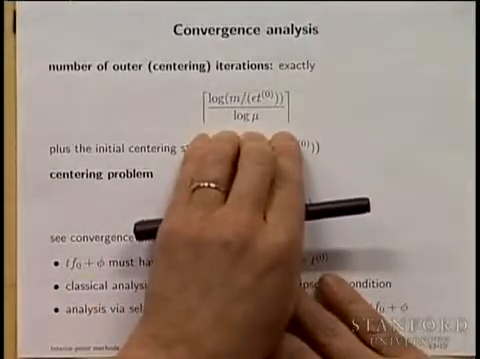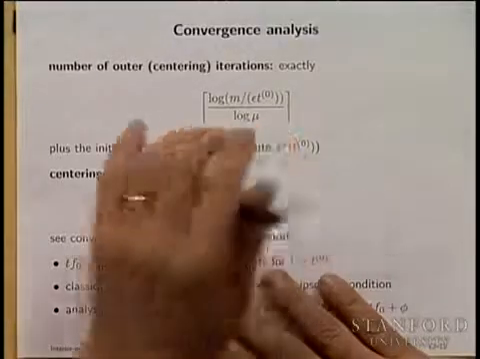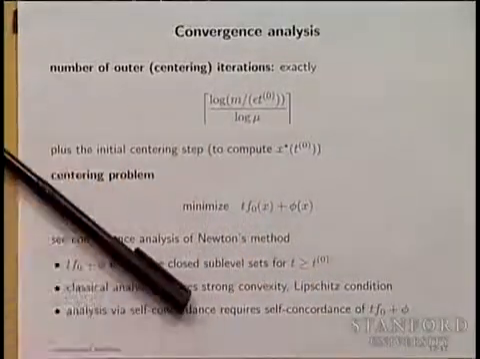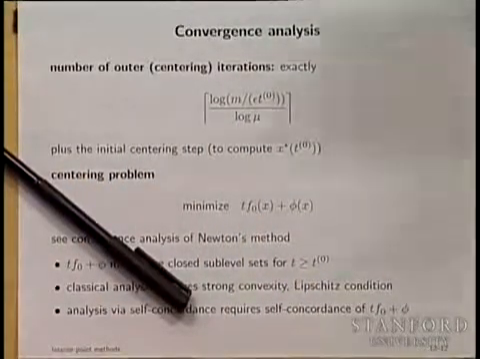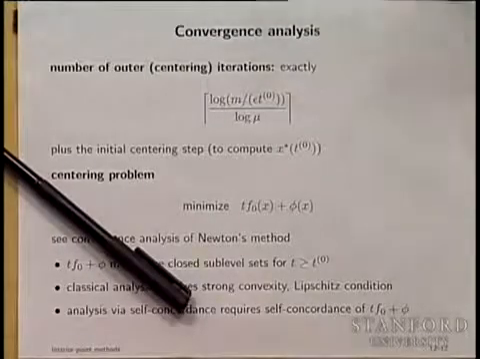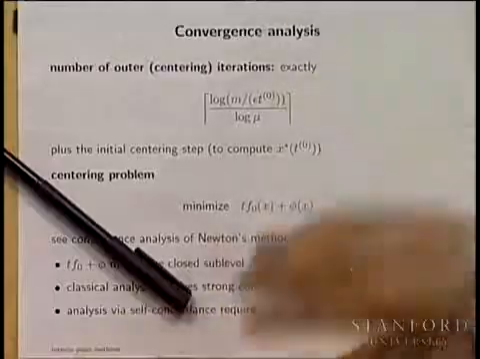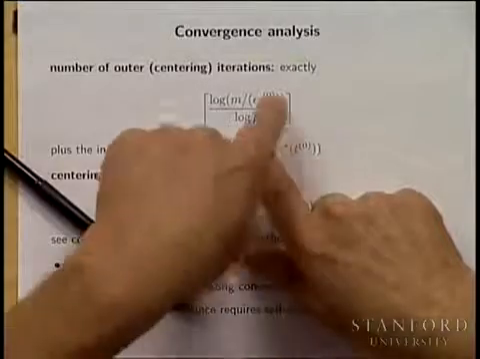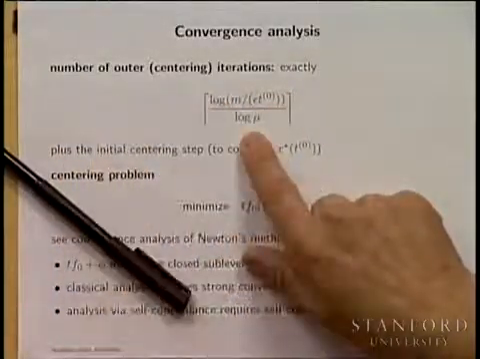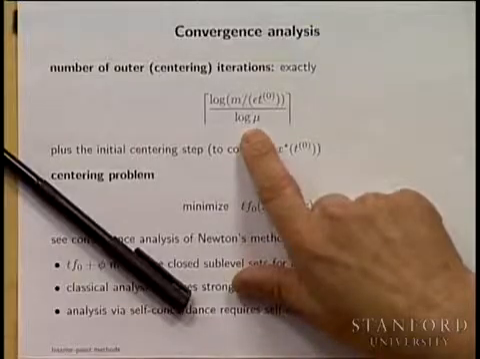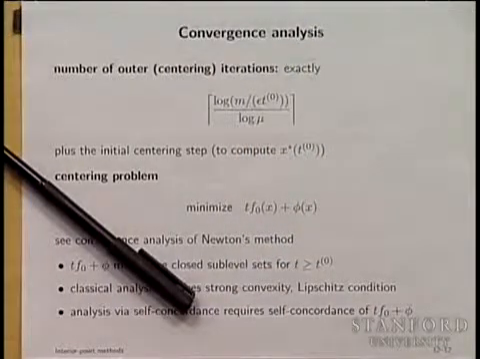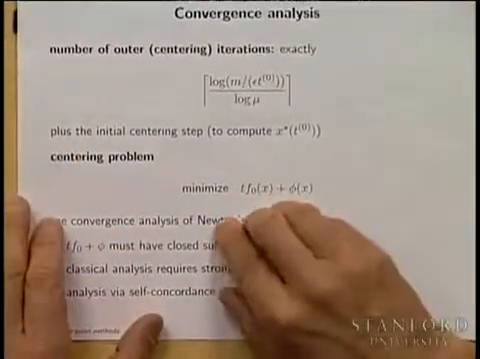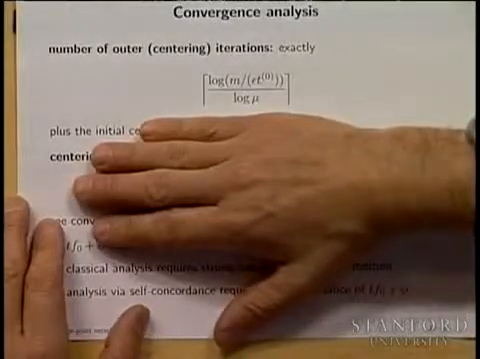Well, you can say the exact number of steps. It's very simple. It's log of m over epsilon 0, over log mu. The duality gap after the first step will be exactly m over t0. Then each time you do an outer step, that shrinks by a factor of mu. So you can immediately work out the exact number, and that's a ceiling of these things. So that's the number of outer steps it takes, period. Notice it has nothing to do with anything but t0, epsilon and m. Nothing else.